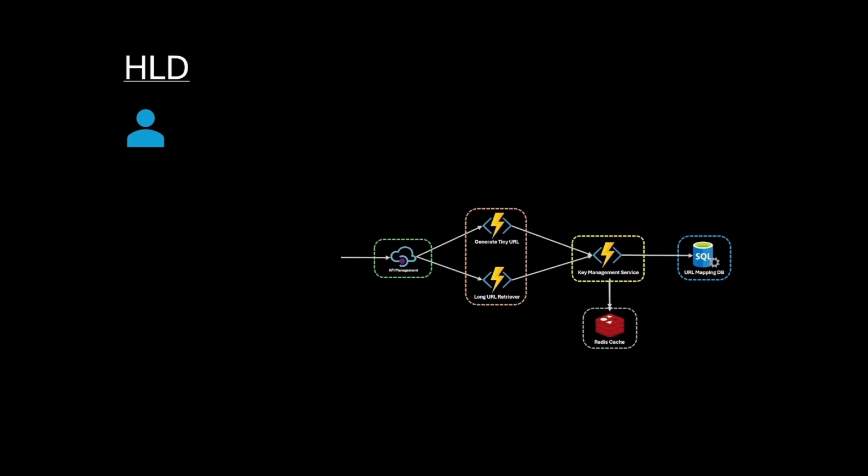Key management service is performing, or you can say transforming, that URL to MD5 and then base64, and then taking seven magical characters, or a kind of tiny URL, and then saving that seven character mapping to the URL mapping DB. So these seven characters are mapped to the actual URL. That's what key management service would do. And then this tiny URL will be returned back to generate tiny URL as a response.